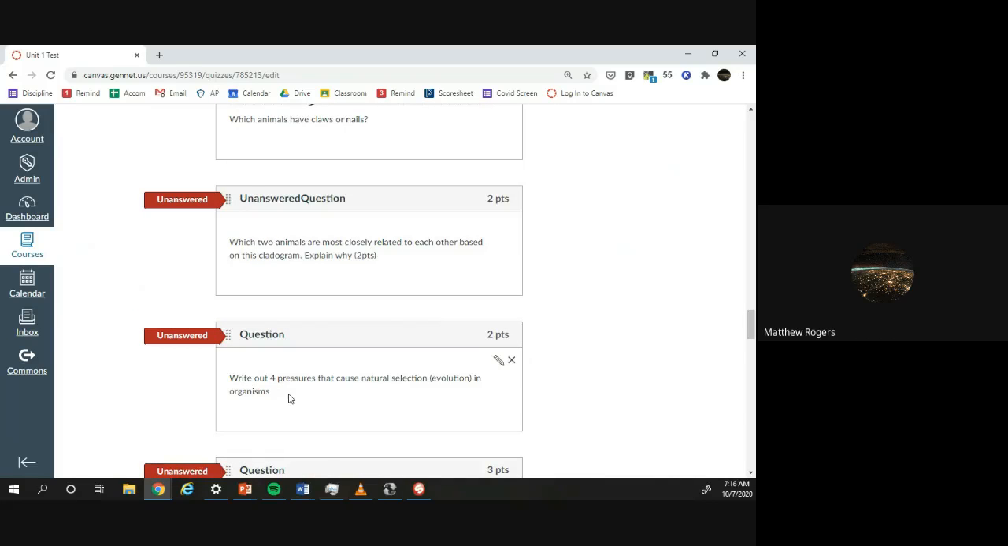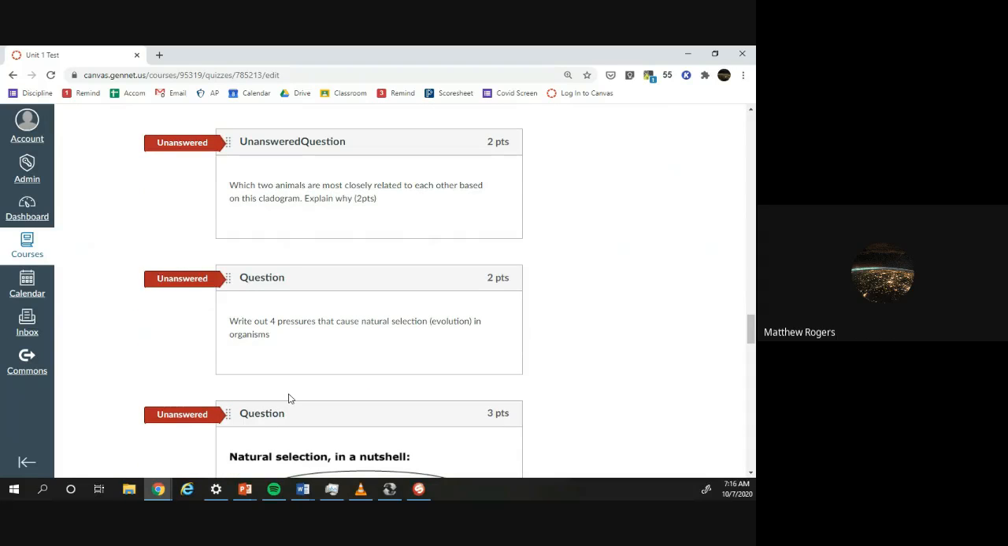Write out 4 pressures that cause natural selection, evolution, in organisms. We did a pretty good job of pulling environment, predators, prey, and food and resources. Some of us forgot reproduction. That's the 4th one. That one wasn't really in the lab, but we talked a little bit about it.